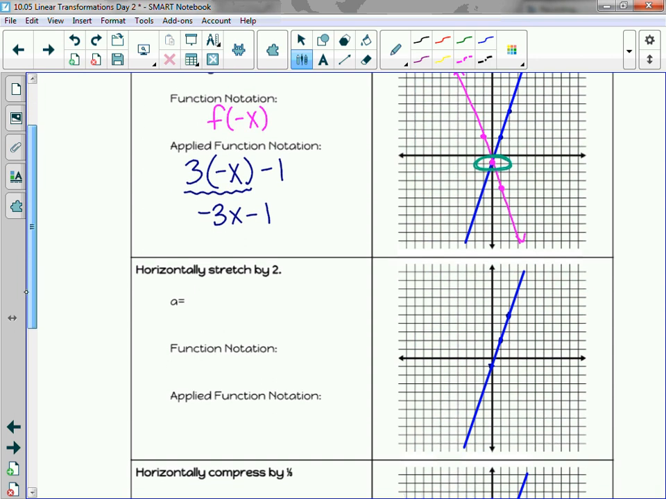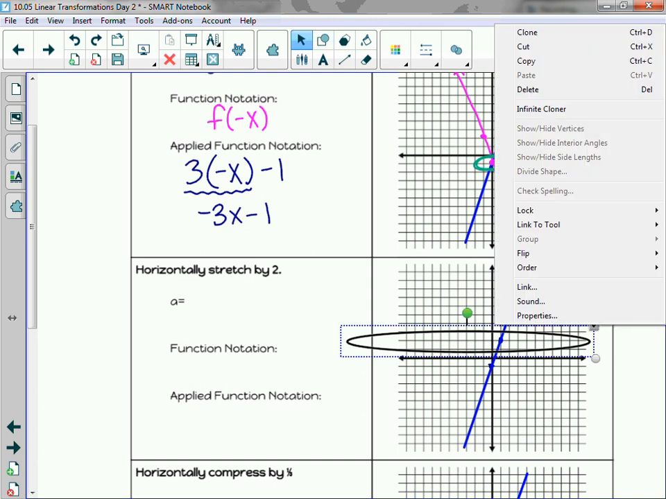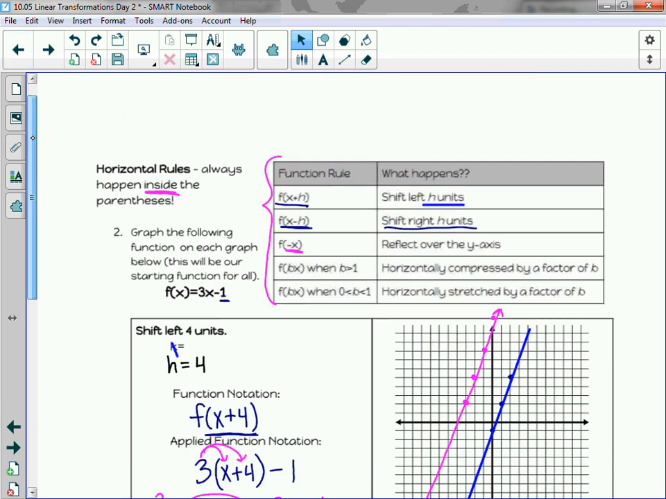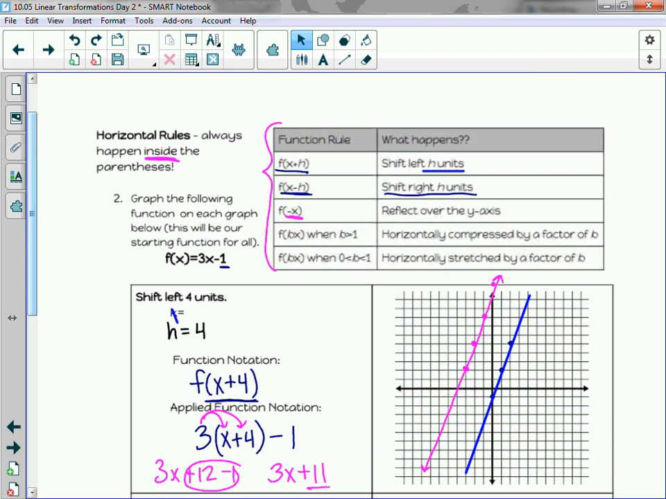Okay, vertical stretch. You took your rubber band and you stretched it vertically. You pulled from the top and you pulled from the bottom. Horizontally stretching, we are going to pull from the sides. So if we're horizontally stretching something, we are pulling from the sides. It's going to look kind of like a vertical compression. So we're stretching by 2. Let's look back at our notes. We're stretching by 2.